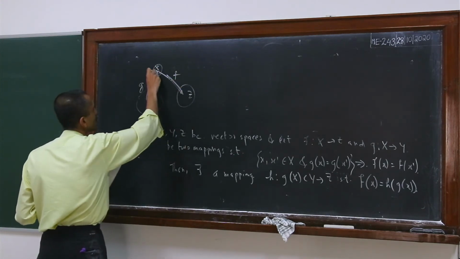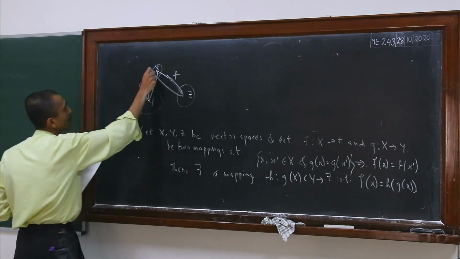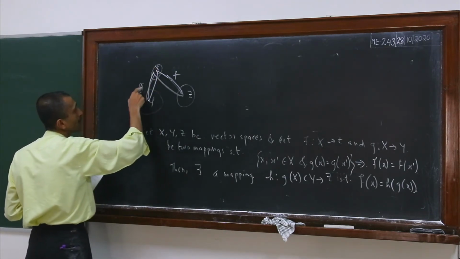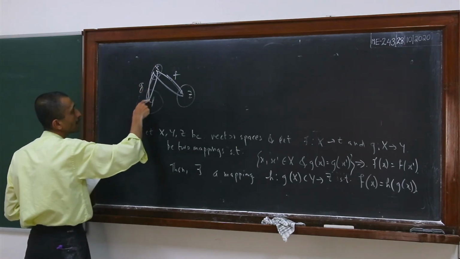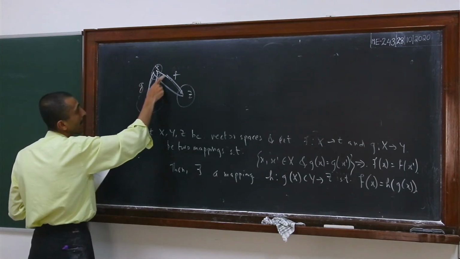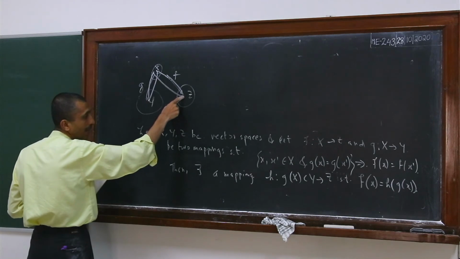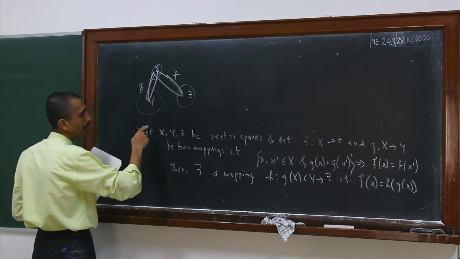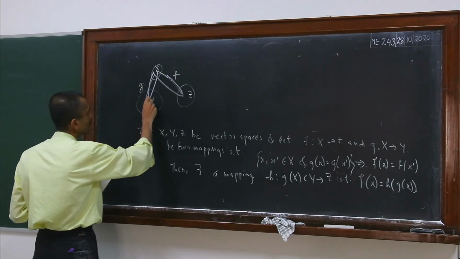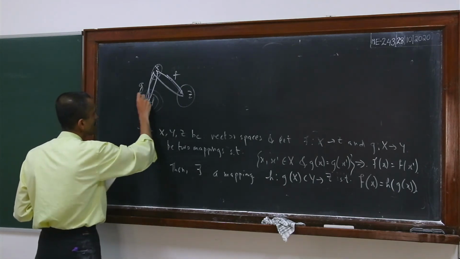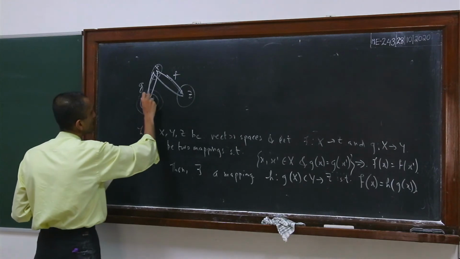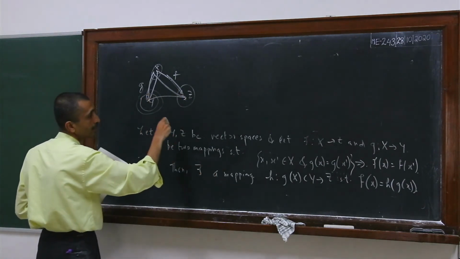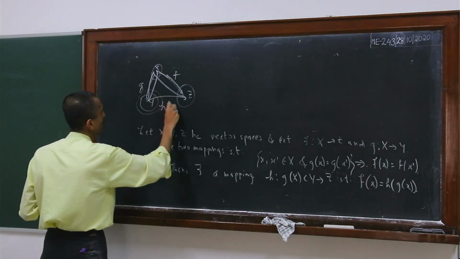So let us write this. Suppose there are two distinct elements x and x prime in X, and if g of x equal to g of x prime implies that f of x equal to f of x prime, then there exists a mapping from Y to Z. So suppose this is a subset of g of x, there is a mapping from this set to this one, that is called h. So this is h of g of x, right?